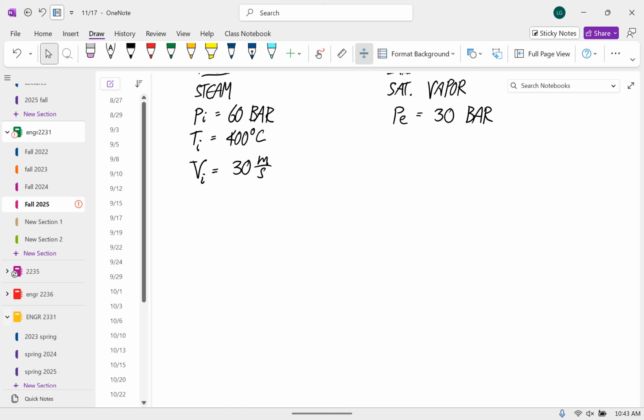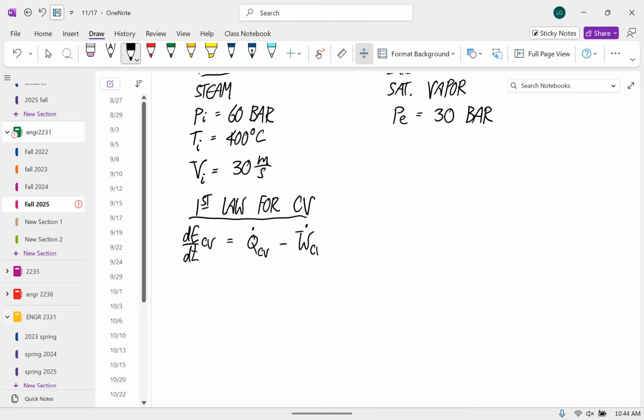So let's try the first law. Okay. So the first law for control volumes says dE/dt is equal to Q dot minus W dot plus m dot times the quantity hi plus Vi squared over 2 plus g zi, minus m dot times the quantity he plus Ve squared over 2 plus g ze.